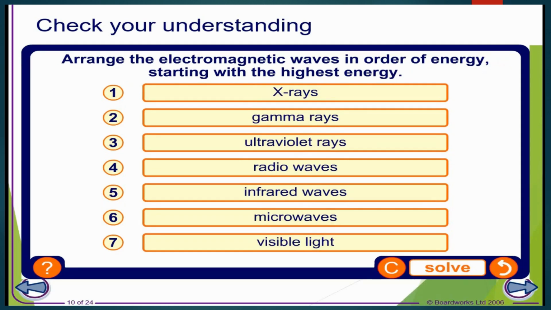Next, let's have this one. Arrange the electromagnetic waves in the order of energy, starting with the highest energy. Okay, correct. Let's start with the gamma rays with the highest, followed by the X-rays, the ultraviolet rays, visible light, infrared waves, microwaves, and the lowest, which is the radio waves.